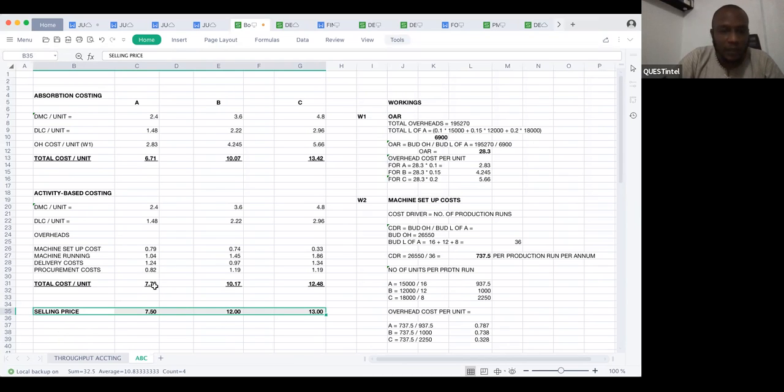So you'll see that if we're using absorption costing, we say 6.71. So we're selling at 7.5. That would have seemed like a good thing. But we saw that this is actually 7.76, so we're actually selling at a loss. Our earlier costing was telling them that your cost is 6.71, so if you're selling at 7.5, you're making a profit. However, their accurate cost is 7.76, which means they're actually making a loss if they're selling at 7.5. Do you see that? Yes, sir.